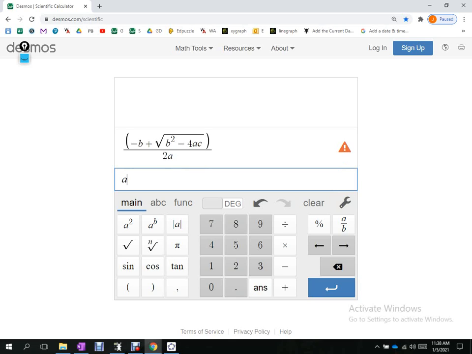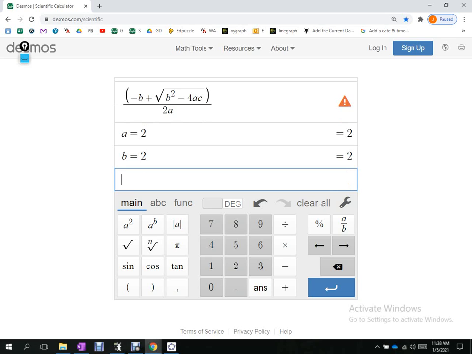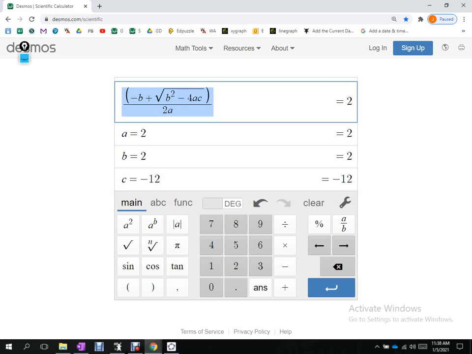Okay. Now I can hit a, I want it to be 2, b, I wanted it to be 2, and c, I wanted it to be negative 12. And it will take those three values and plug them in here for you, and it'll get you your answer. One of our answers was 2, right? Now, because I don't have a plus or minus, I would then need to come back to this, delete that plus sign, make it a minus sign, and get my second answer of negative 3.